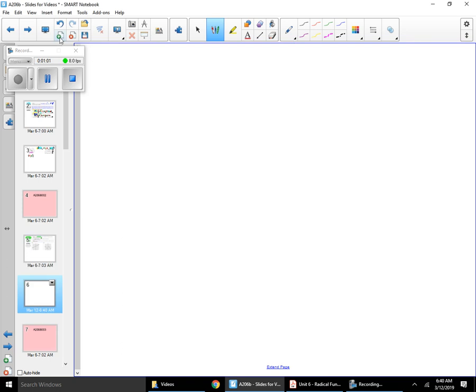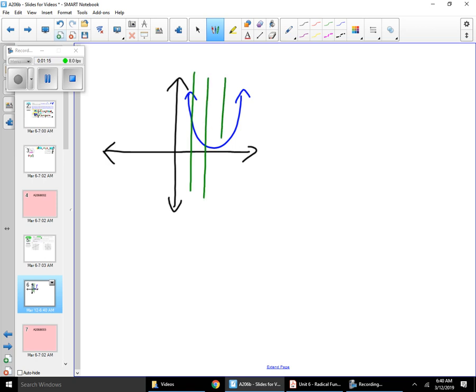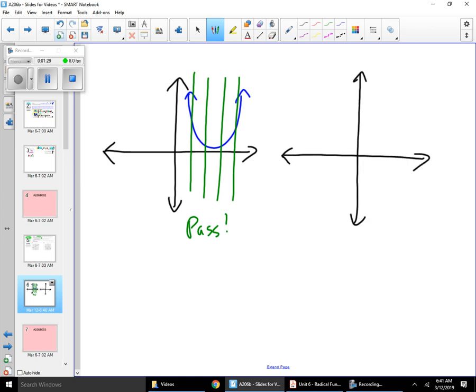If I just throw in a random slide here really quick, the vertical line test, let's say I had a function that looks like this. It's a parabola. The vertical line test was just drawing a bunch of vertical lines. If any one of those lines touched more than one point, it was not a function. So this passes the vertical line test. It is a function. If I were to kick that parabola over on its side, though, it's possible to find a vertical line that touches more than one point. So that's a semester one topic.